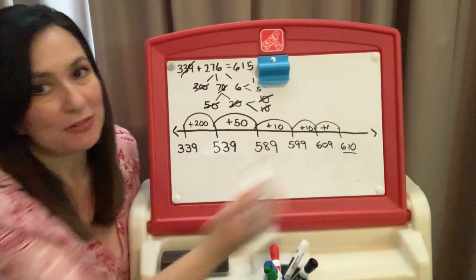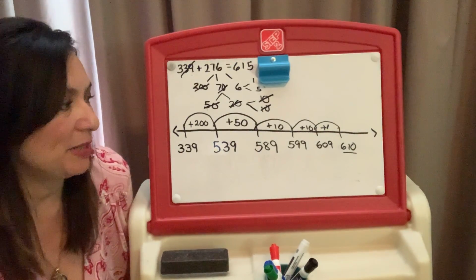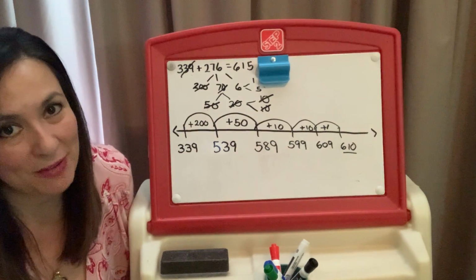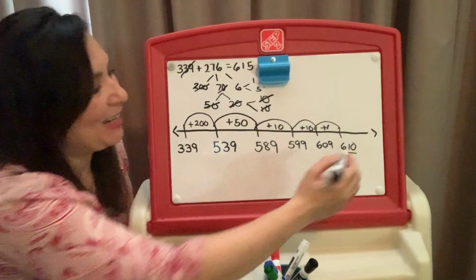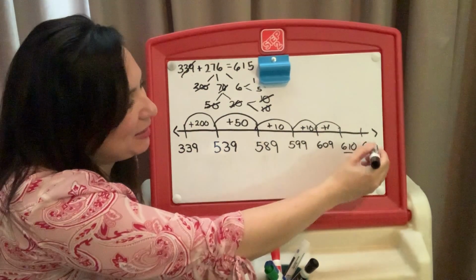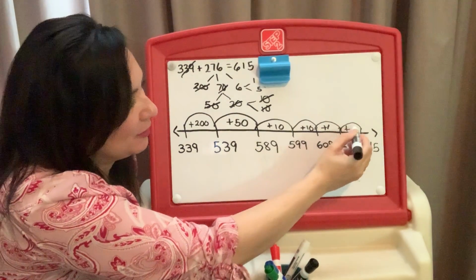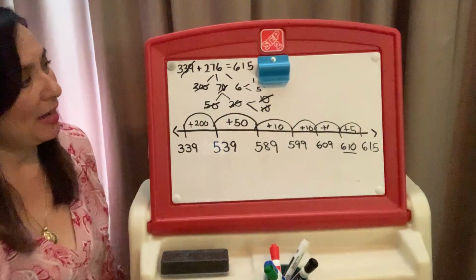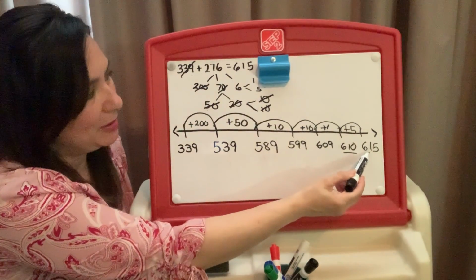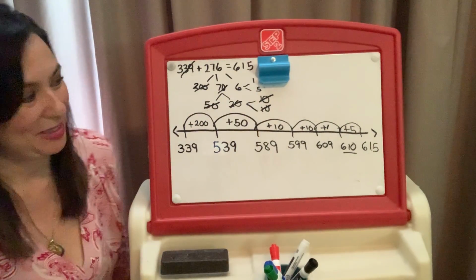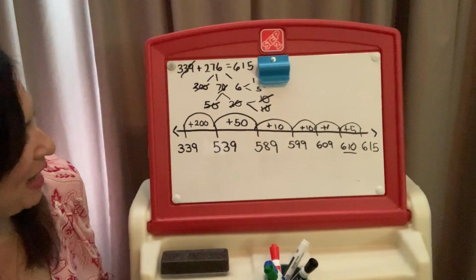I'm at this friendly number, so this is going to be so easy now. 610 plus 5 equals, say it, 615. Wow, I was just about to run out of room, wasn't I? Plus 5. And I did get the same sum, 615, 615. So my work is accurate.